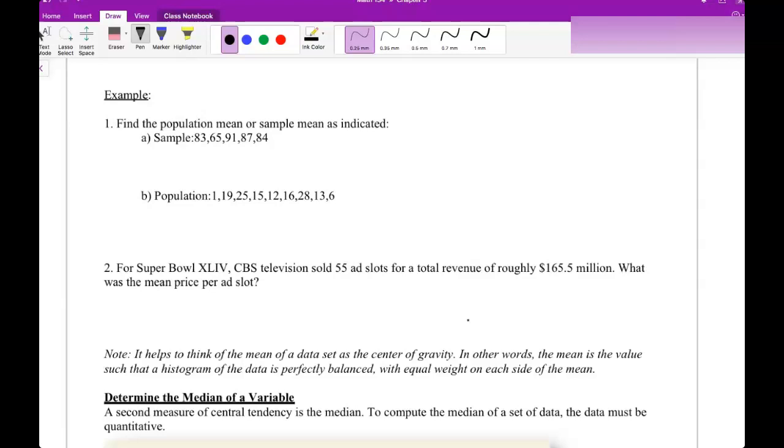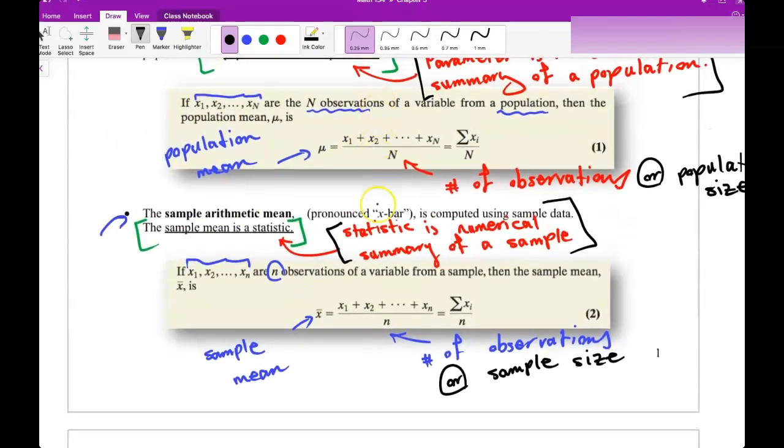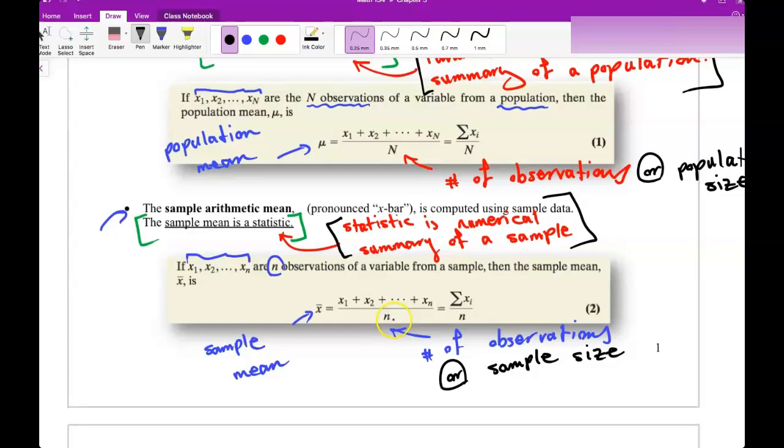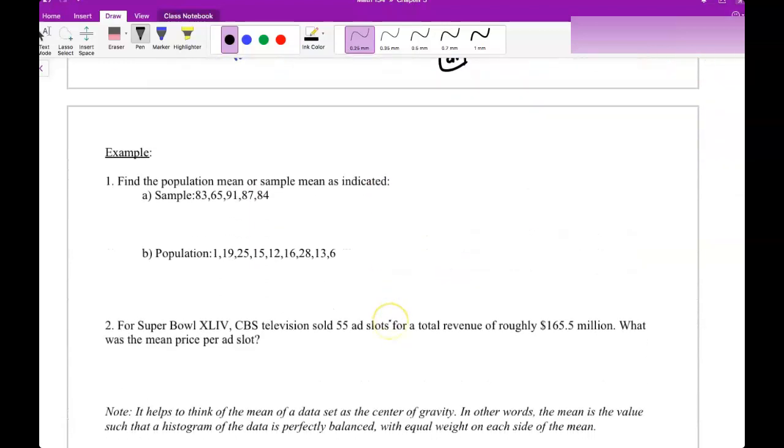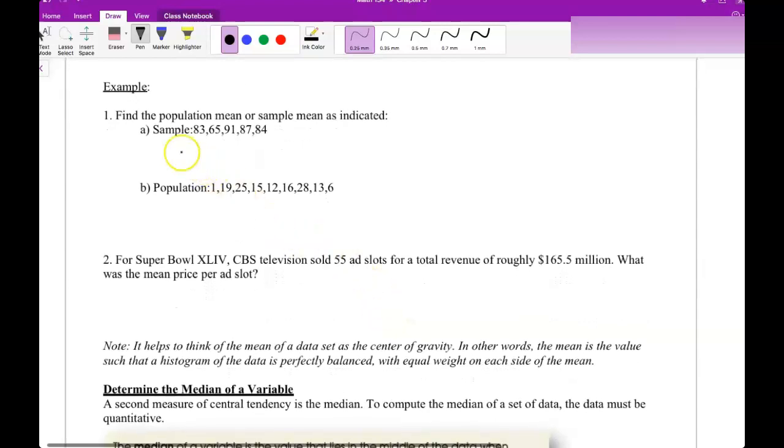Next page, example number 1: find the population mean or sample mean. Here on this part, I'm not going to use a calculator or anything else. Only using these two, adding all the data and dividing by the number of observations. Here we have a sample in part A, and part B is a population.